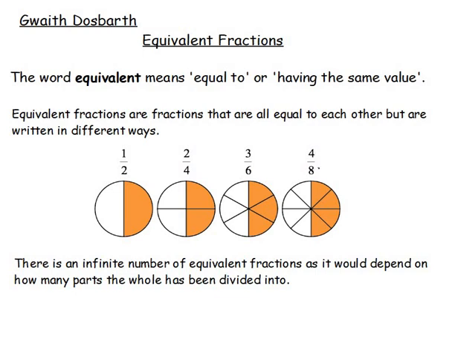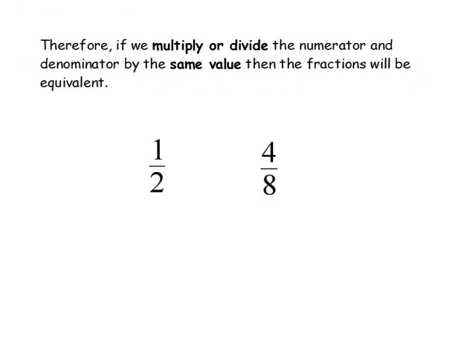And there are many more. So for example, 10/20 would be an equivalent fraction to a half, 50/100, etc. So there is an infinite number of equivalent fractions, as it would depend on how many parts the whole has been divided into. Therefore, if we multiply or divide the numerator and denominator by the same value, then the fractions will be equivalent.